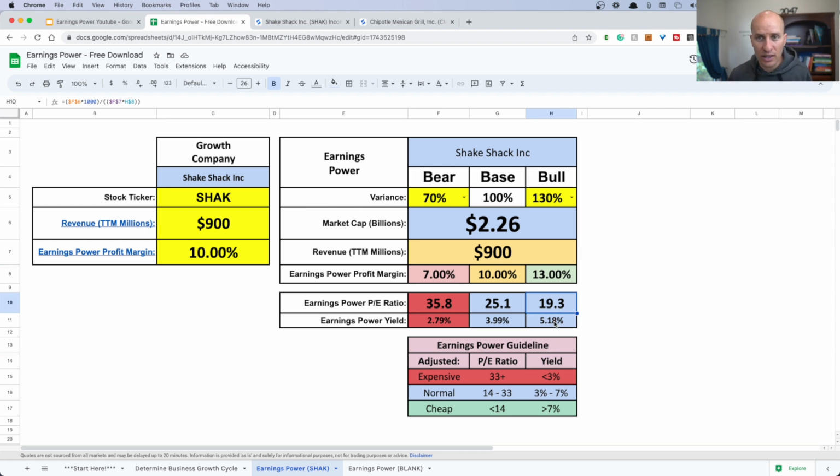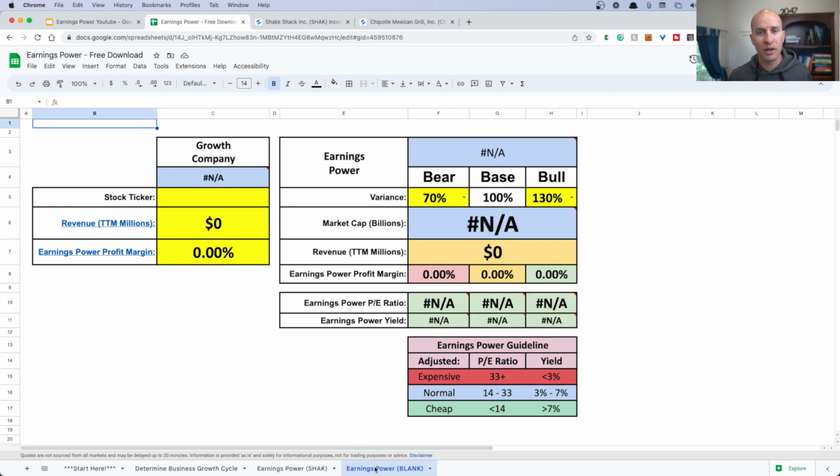I also included the inverse of these earnings power figures, which gives you the current yield that you'd be getting by buying these stocks today. So again, if you assume that Shake Shack gets to a 10% profit margin today, it would have a 4% earnings yield, or about 25 times earnings. In addition to that, there's a blank one here that you can use to fill in, and you can also make copies of this.